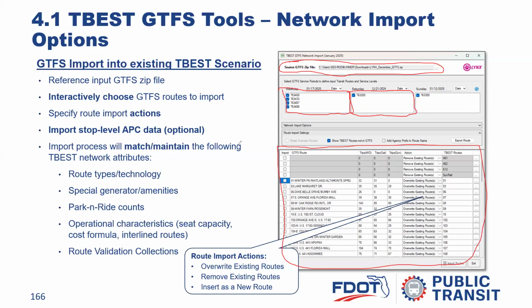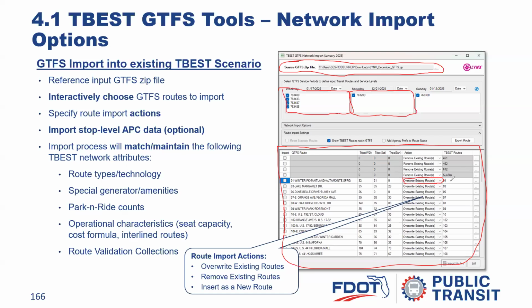And so basically, you are able to then say, well, if you have an existing network, which we will when we run this, because we're going to import over our fall 2024 service to bring in our spring 2025, we're going to have routes that already exist. So Route 1 already exists inside of the TBEST network. So it's going to overwrite it. So whatever service change is coming in from this spring GTFS in this Route 1 will just be overwritten to overwrite what's already in TBEST.